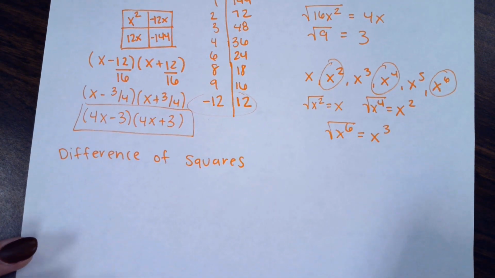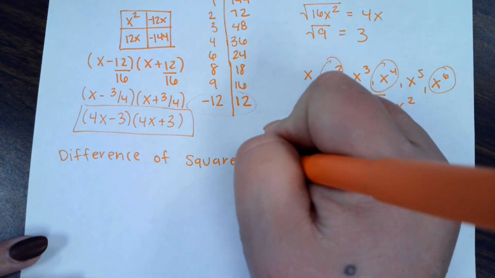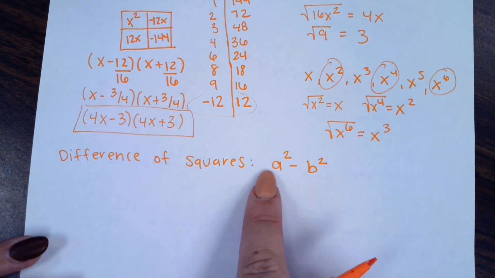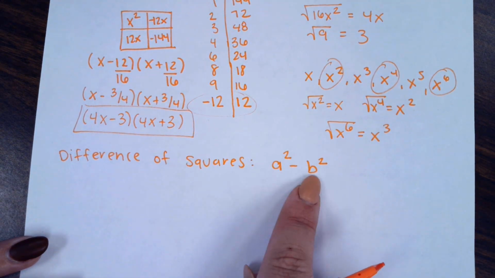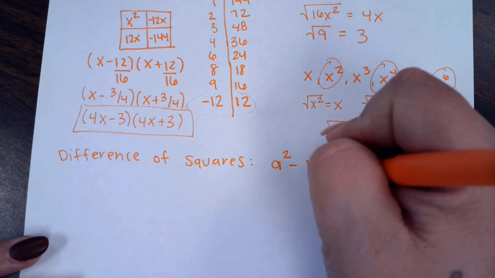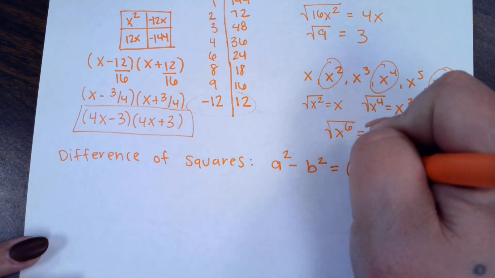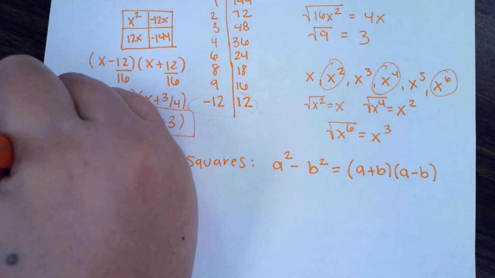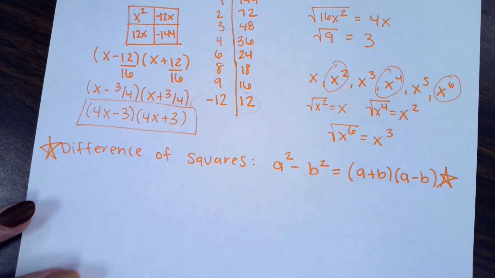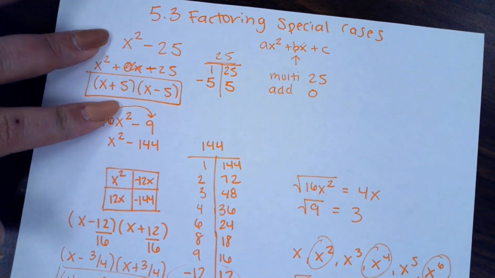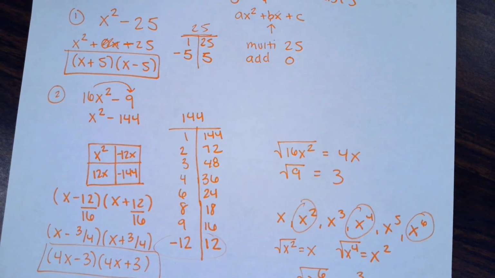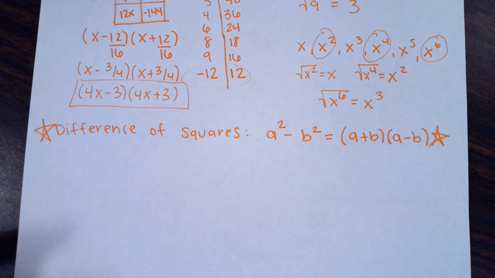So here's our difference of squares rule. If we have a squared minus b squared, that's saying you're subtracting two perfect squares. That's what difference means, right? You can factor that into a plus b and a minus b. So this is our rule. When you see a difference of squares, you don't have to do any work except figuring out the square roots of your terms. So here's our rule to remember. You will need to remember that rule.